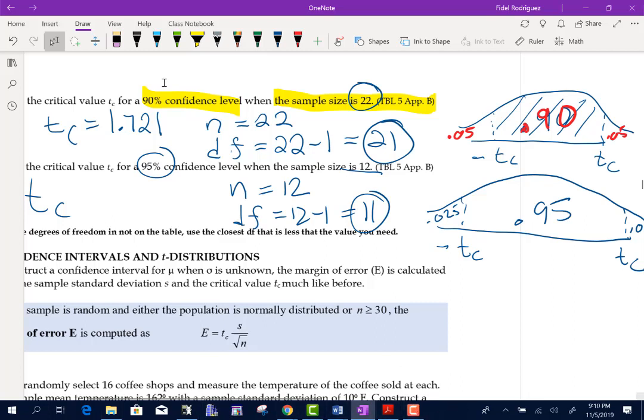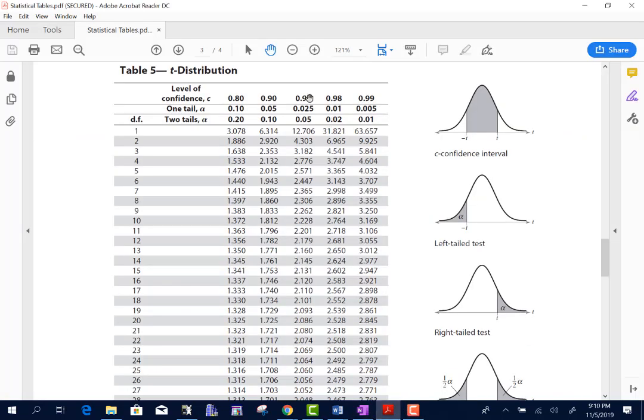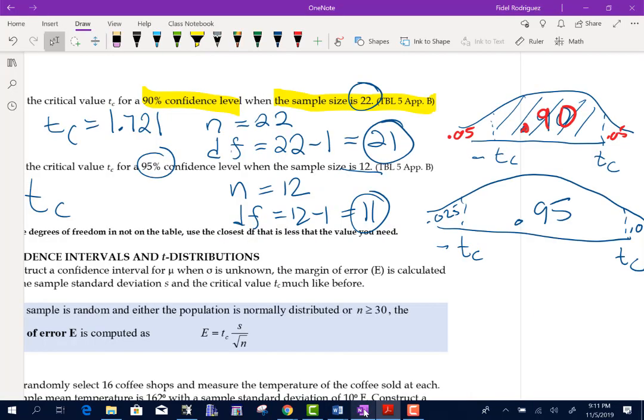So if I go to my table, we're going to go to 95% confidence with degrees of freedom of 11. Oops, sorry, wrong one. 95% right here, degrees of freedom is 11. Are y'all coming up with 2.201? Okay. So let me come back over here and write it. 2.201.